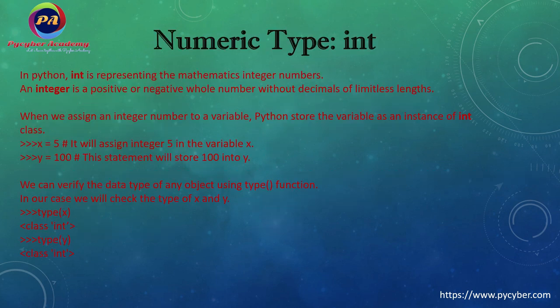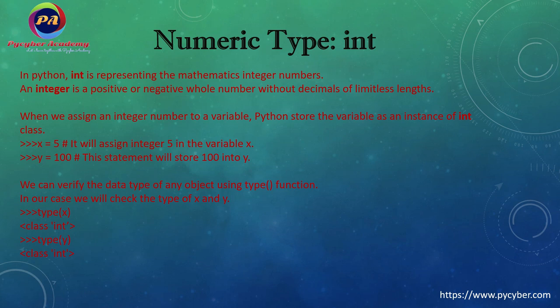For the first one, the numeric type int. In Python, int represents the mathematical integer numbers. As I previously said, the int class represents integer numbers. And what is an integer number? An integer is a positive or negative whole number without a decimal, of limitless length. That means from negative infinity to positive infinity, all whole numbers are called integer numbers.